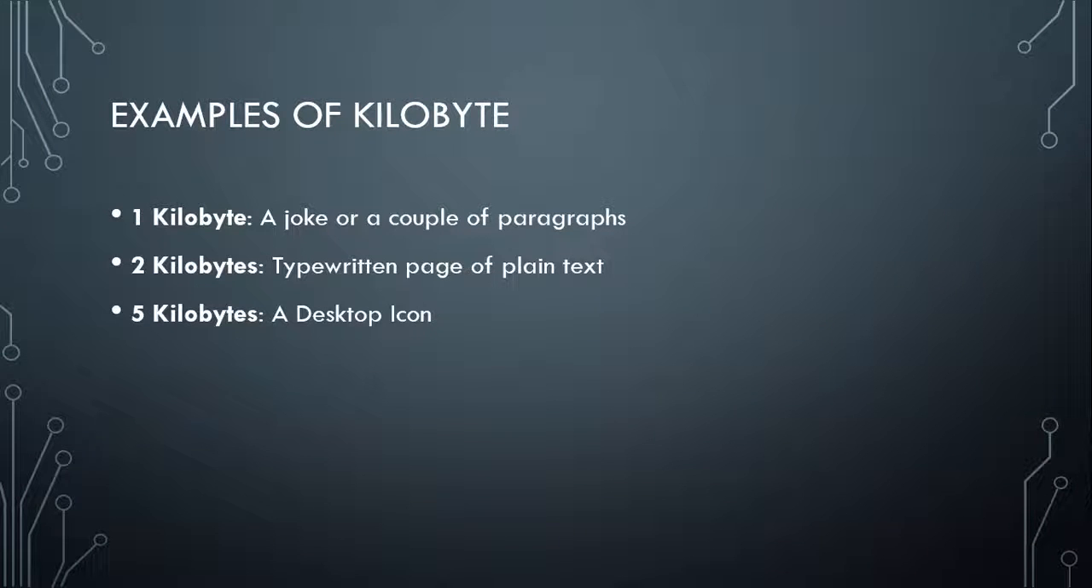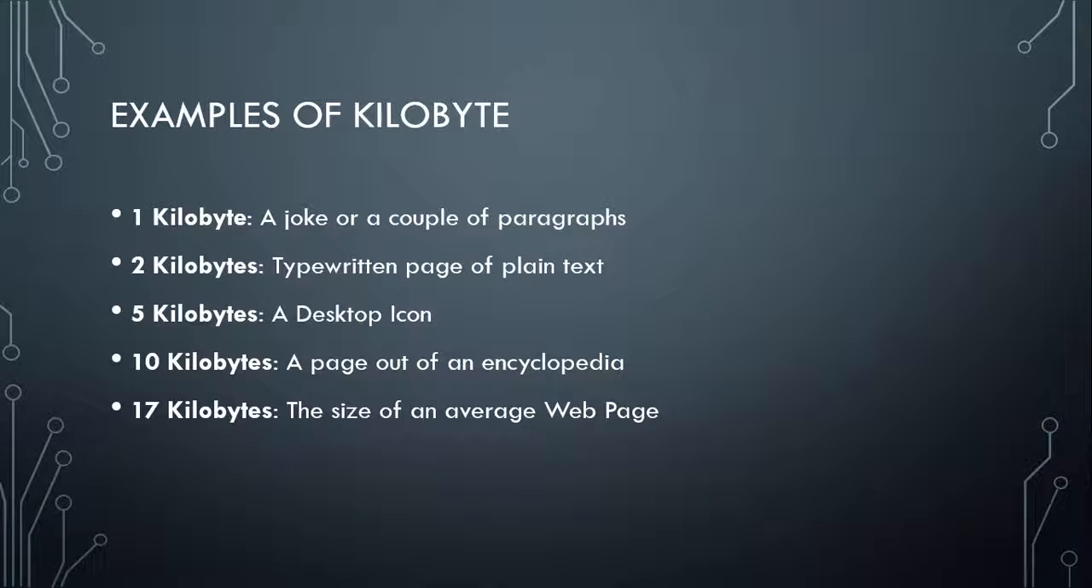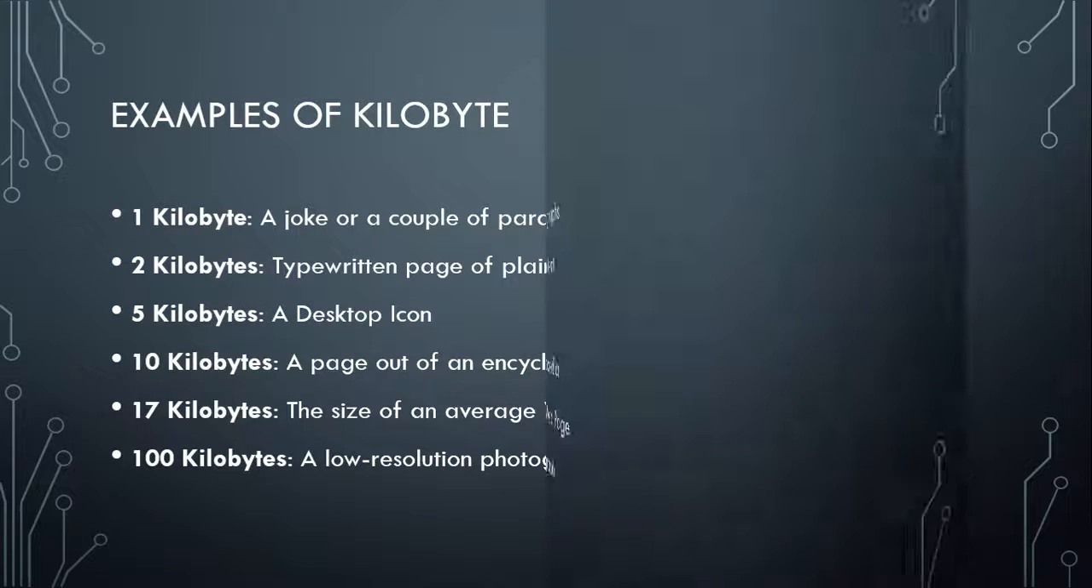5 kilobytes is the size of your desktop icons. 10 kilobytes would be equivalent to a page of text out of an encyclopedia. 17 kilobytes is about the average size of a web page. That's pretty much text with maybe a couple images, but it's usually just a lot of text. 100 kilobytes is a low resolution photograph, like your bitmap images.